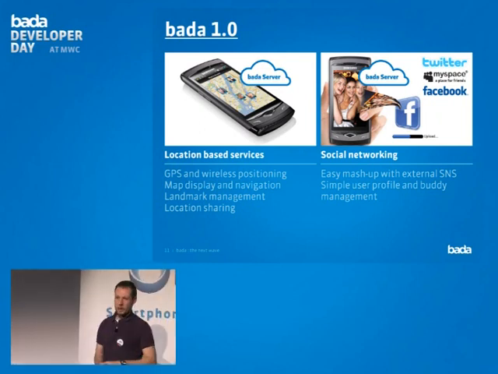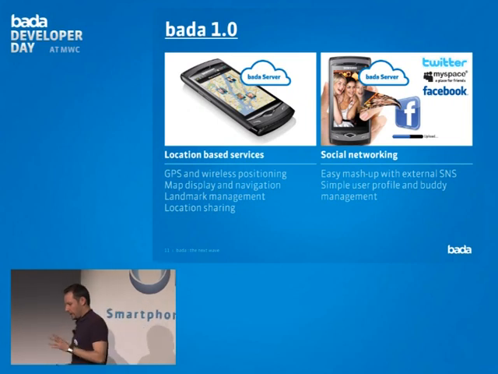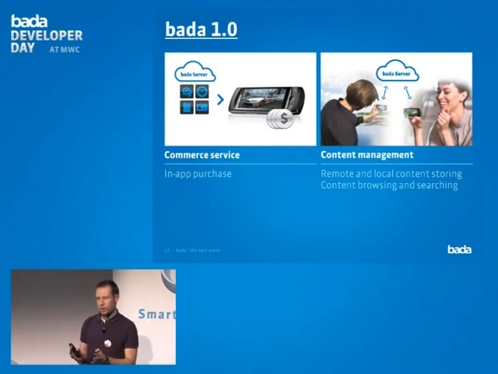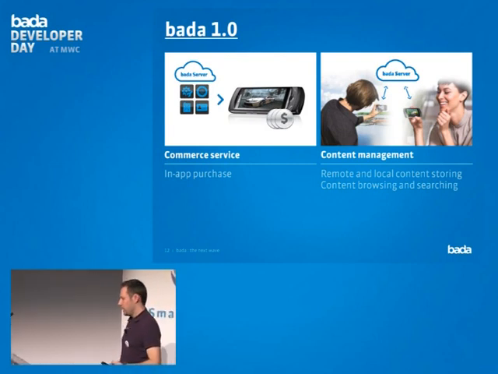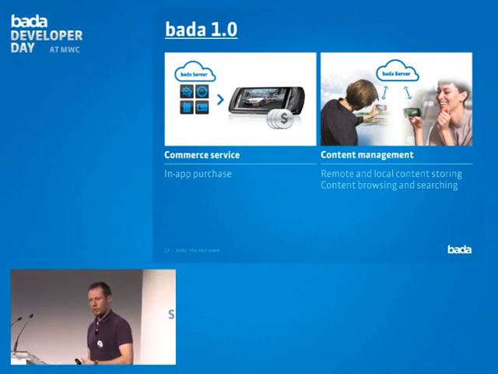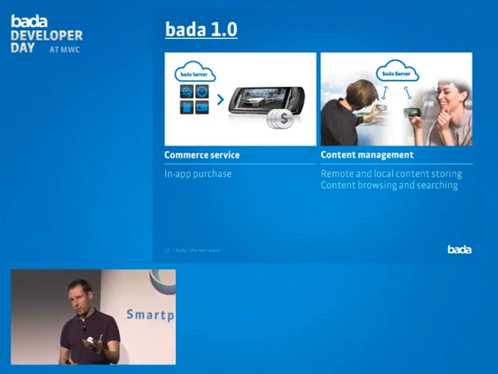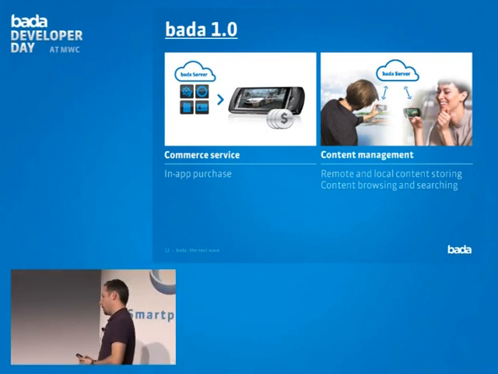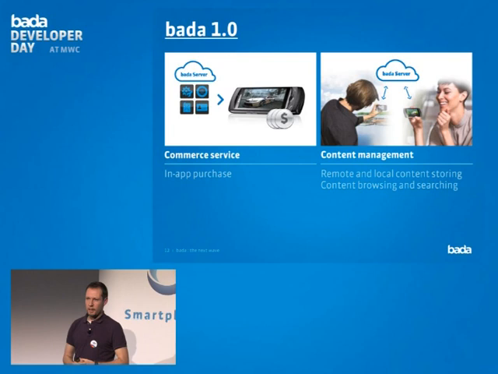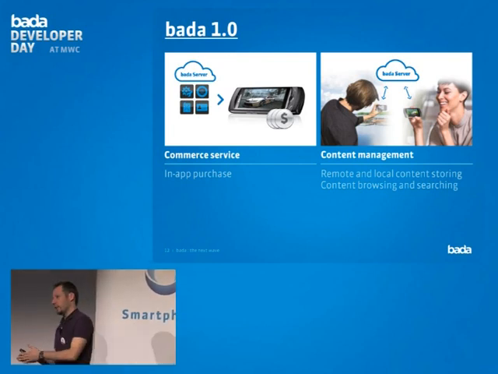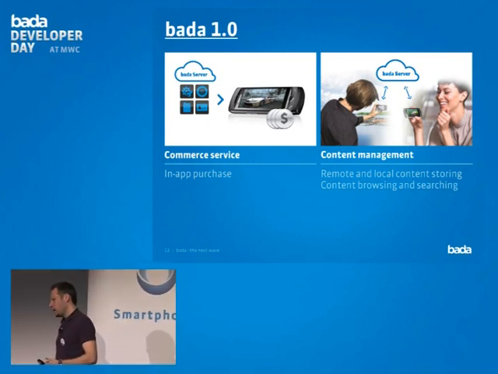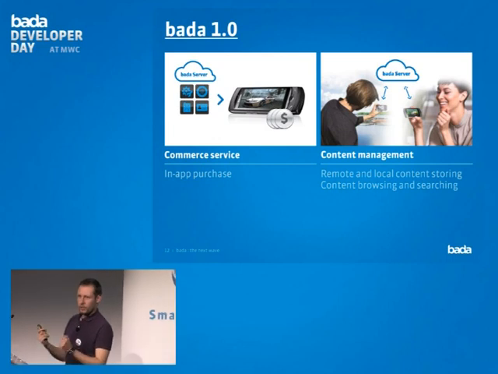Second type of service is social networking services. The bada server acts as a unified interface to all different sorts of social networking sites. At the moment we support Twitter, Facebook and MySpace. This is going to be extended in the future, of course, so we're going to cover the most popular SNS websites or services. This makes it pretty easy for you as a developer to create a simple mashup, because you only have to interact with this unified access point, which is our bada server, and you don't have to interact with each and every social networking site individually.